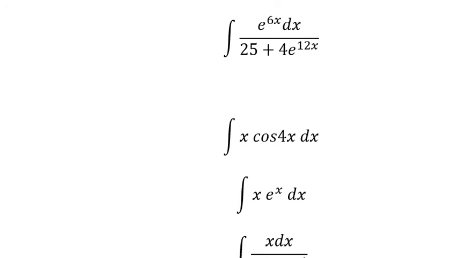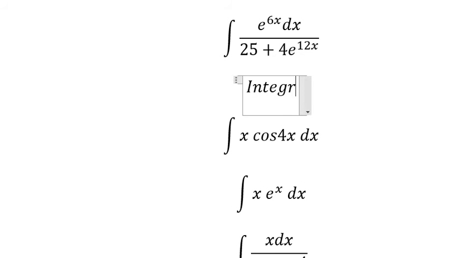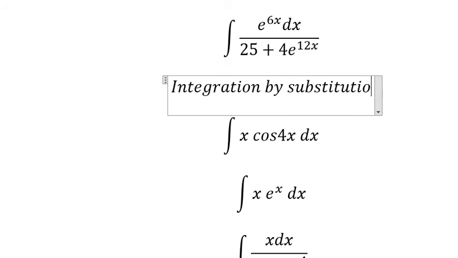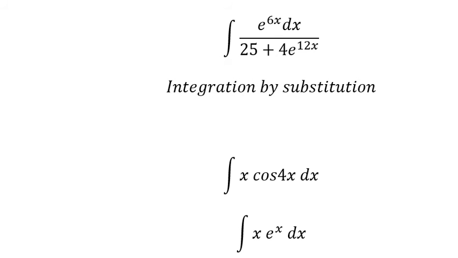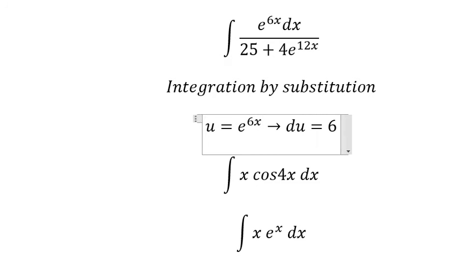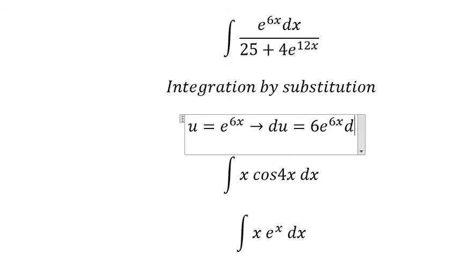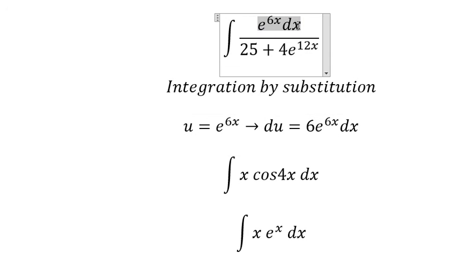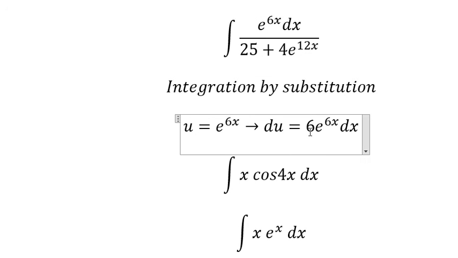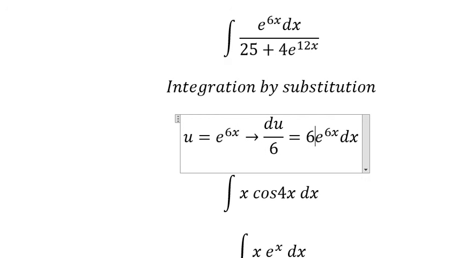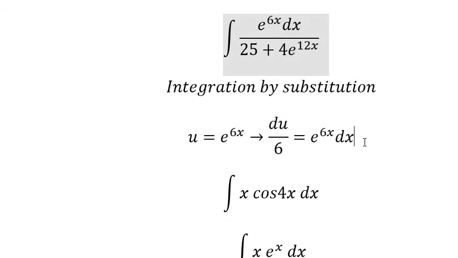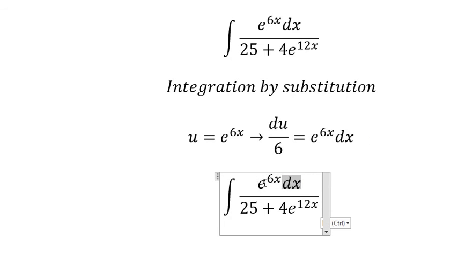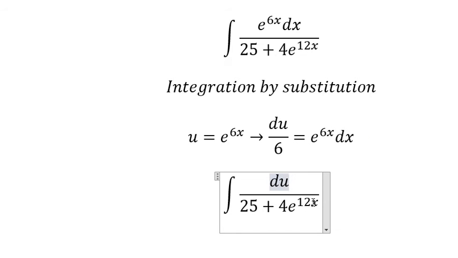Question number 1. We need to use integration by substitution. So we put u equals e to the power of 6x, du, you got 6e to the power of 6x dx. Because we don't have number 6 in here, we need to divide both sides by number 6. So this one we change for du. This one we change for u squared.